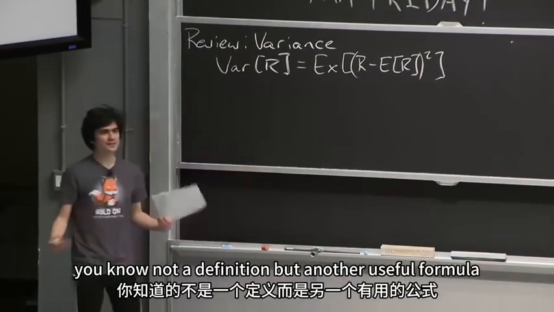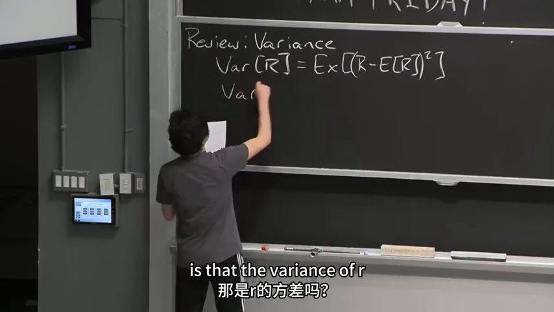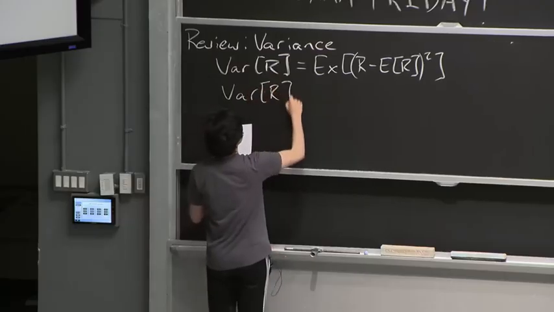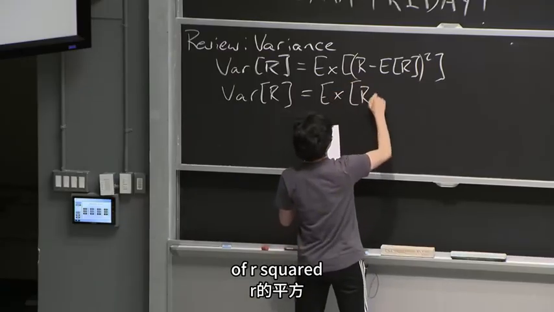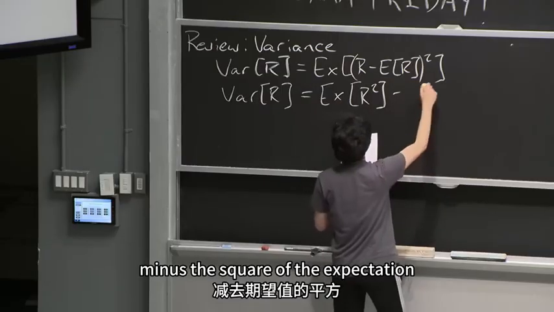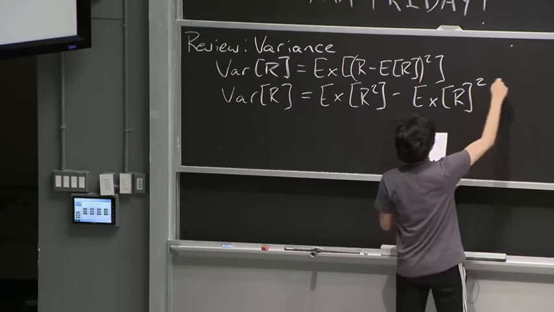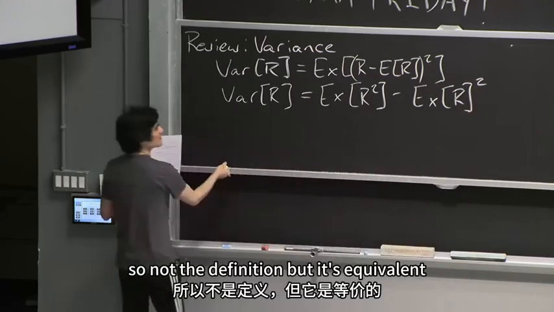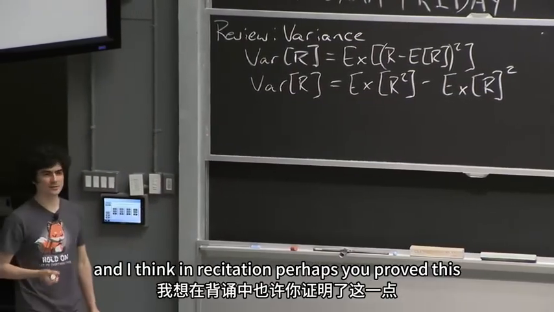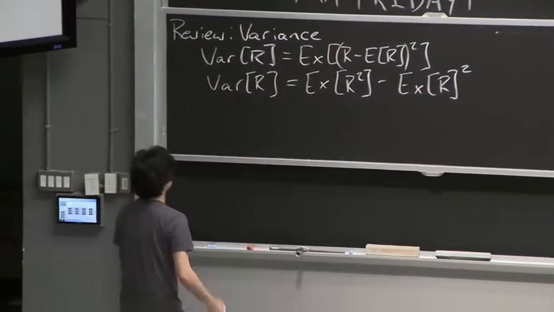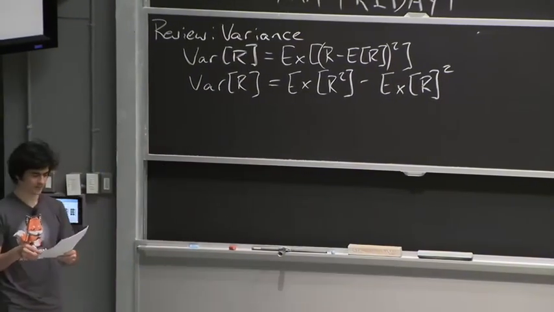Another, not a definition, but another useful formula, an equivalent formulation of this, is that the variance of R is also equal to the expectation of R squared minus the square of the expectation of R. Okay. So not the definition, but it's equivalent, and I think in recitation perhaps you proved this. This formula is a particularly useful one for what we're going to be doing today. Okay.